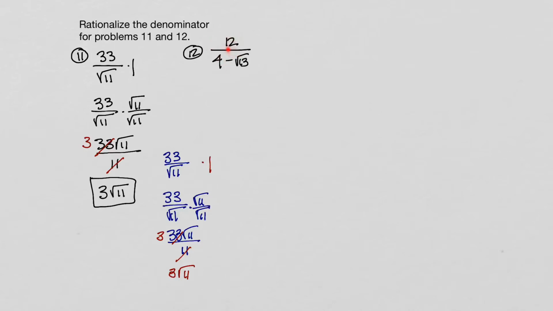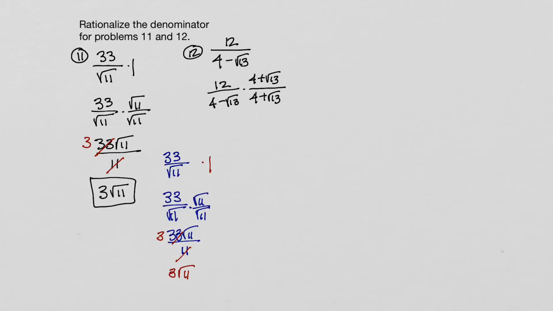Problem number 12 is a little bit different than 11. In 11, we had only one square root, one term in the bottom, but now what we have is 2 terms in the denominator. So we're going to handle it a little bit differently. What we're going to do here is multiply this expression by 1 again. So 4 minus square root of 13, but the one that we're going to choose is going to be the conjugate of this denominator. So it's going to look like this, 4 plus square root of 13 over 4 plus square root of 13.